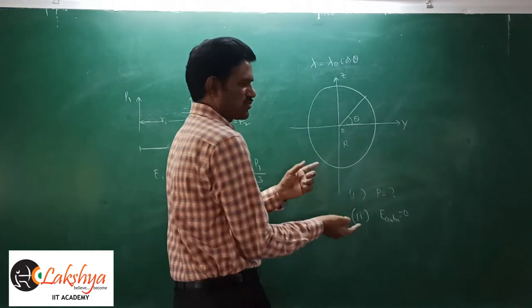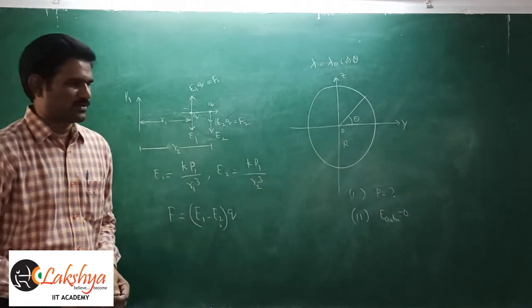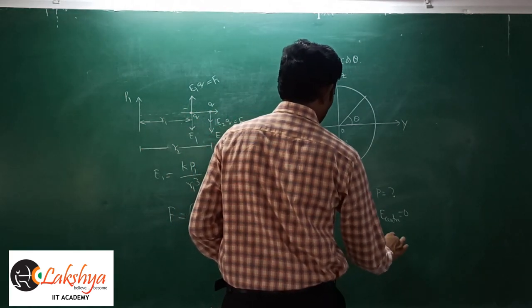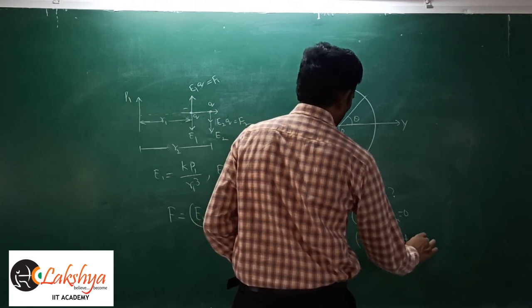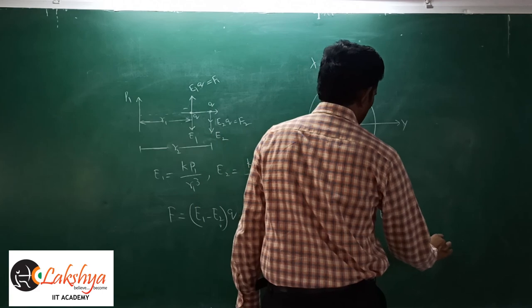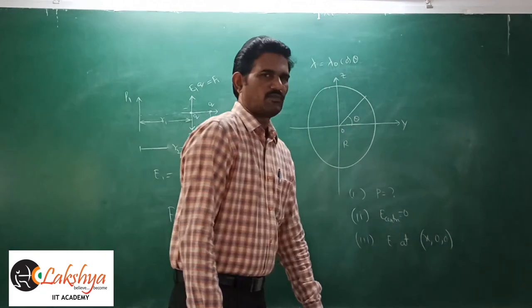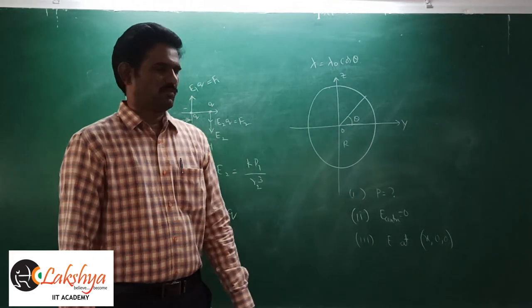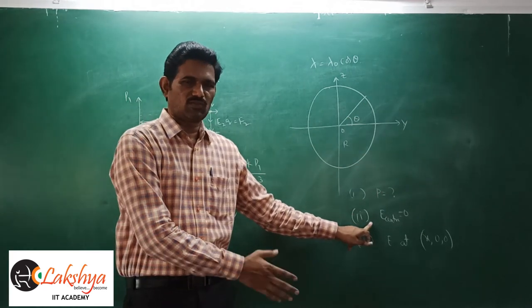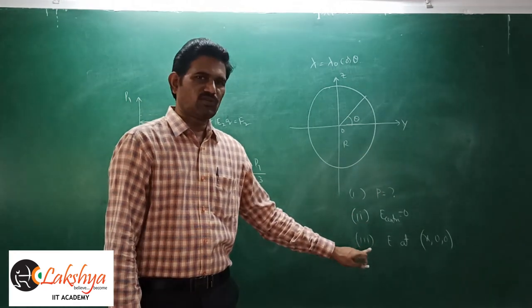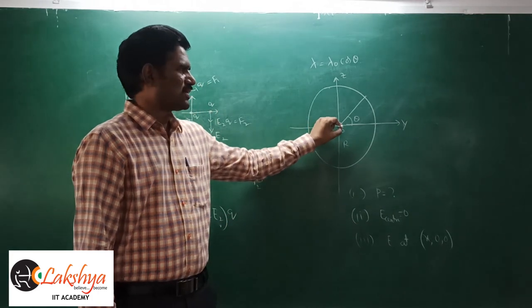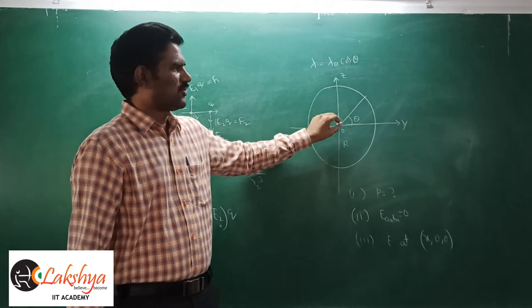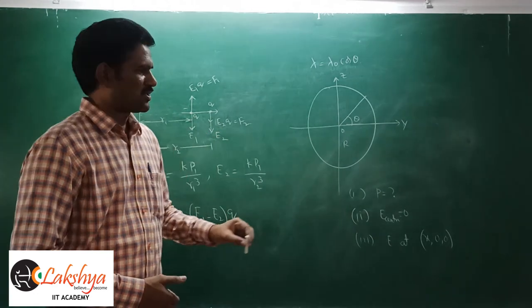Actually these two calculations we already did in the previous process. Additionally, I am asking you to find E at x comma 0 comma 0, that means on this x axis, on the axis of the ring. So these two problems we already did, so we can easily write those expressions. Now additionally you need to calculate the electric field on the axis of the ring. Try that problem, otherwise I will explain in the next class.